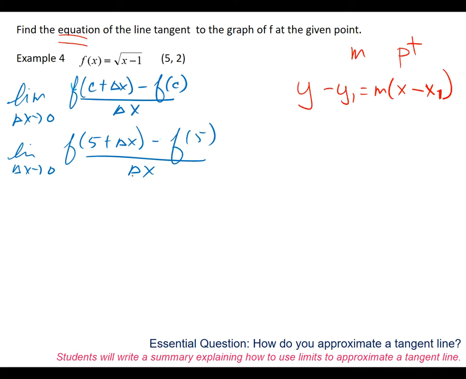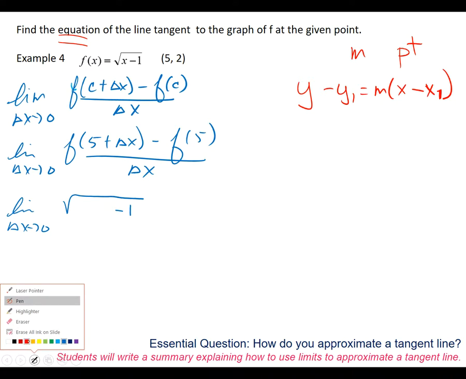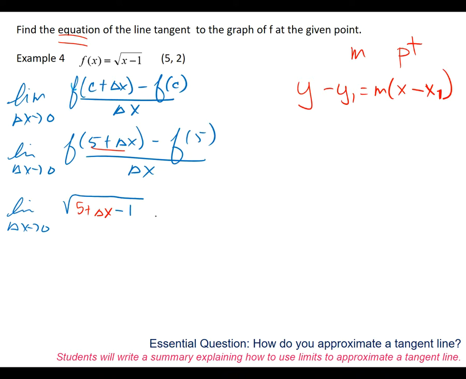Okay, so I am now going to plug this into this function that we've got. So we're following our instructions. The instructions say, write the function, leave a blank for the x, put minus 1, right? And then I'm going to substitute in for my x, 5 plus delta x. And minus, I'm going to write the function again. This time it says we're substituting in a 5. This one we substitute in a 5. All over delta x.